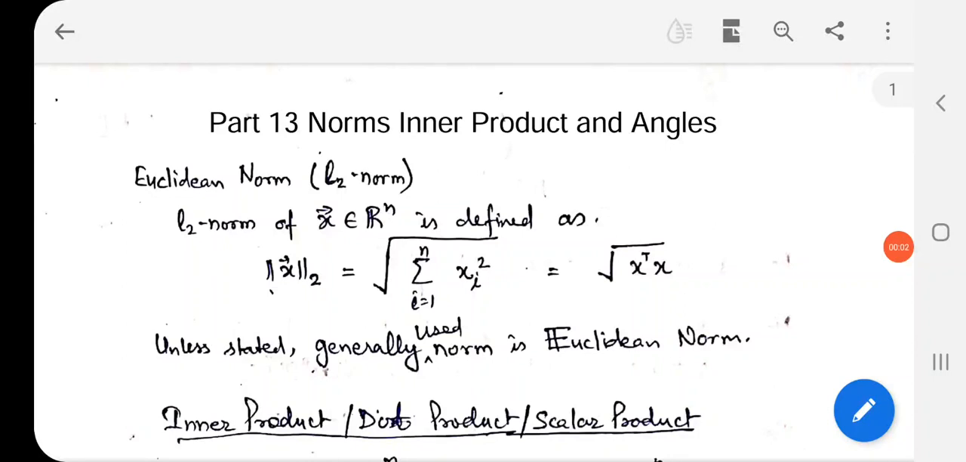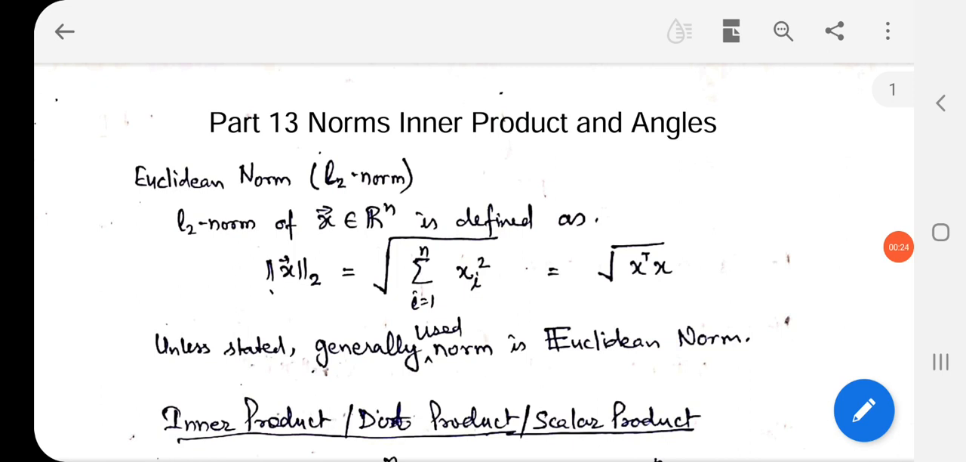Till now, we have talked about vector spaces and affine spaces. Vector spaces, when they are shifted away from the origin, we call them affine spaces.